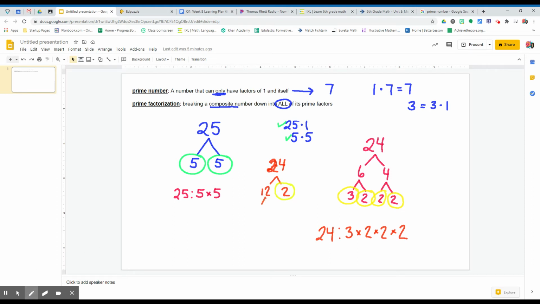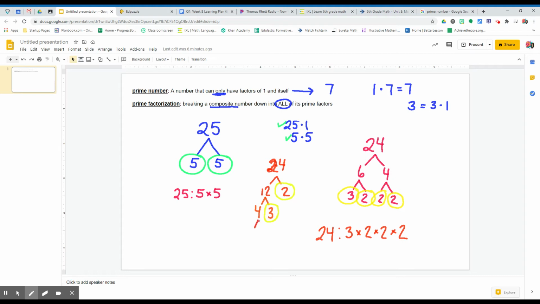So I'm going to think to myself, with 12, what times what would give me 12? Some of you might think 6 times 2. Some of you might think 4 times 3, whatever works for you. So here's 4 and here is 3. Again, I see another prime number. It is 3, so I'm going to go ahead and circle that because I know I can't break 3 down any further. But 4, I can still keep going.